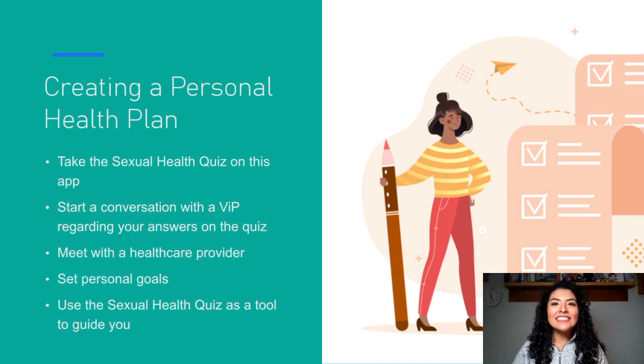Step 1. Take the sexual health quiz. First, open the app and take the sexual health quiz. This quiz will help you think about what you want when it comes to your sexual and reproductive health. For example, are you thinking about avoiding pregnancy or are you planning to become sexually active? The quiz will help you figure out what's most important to you.